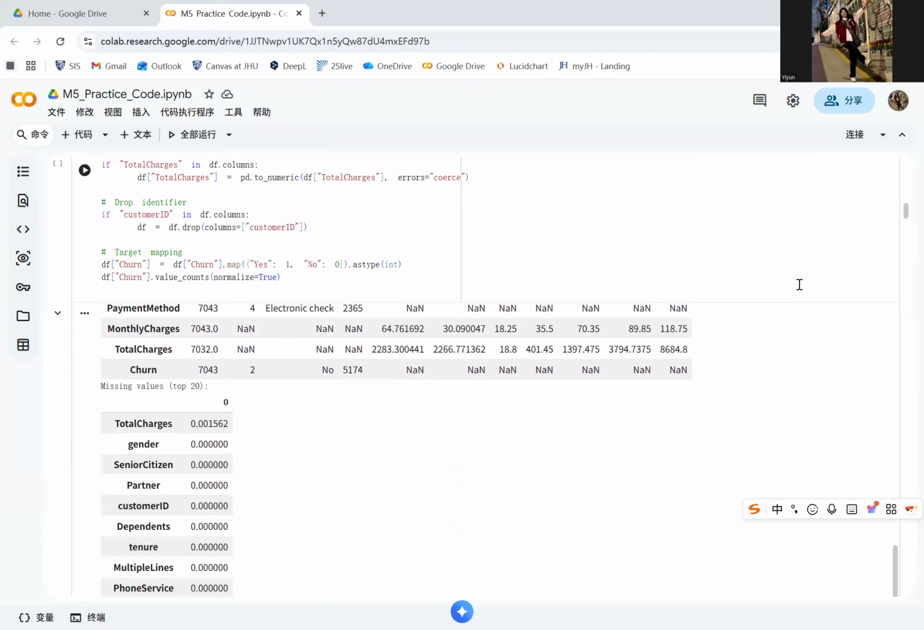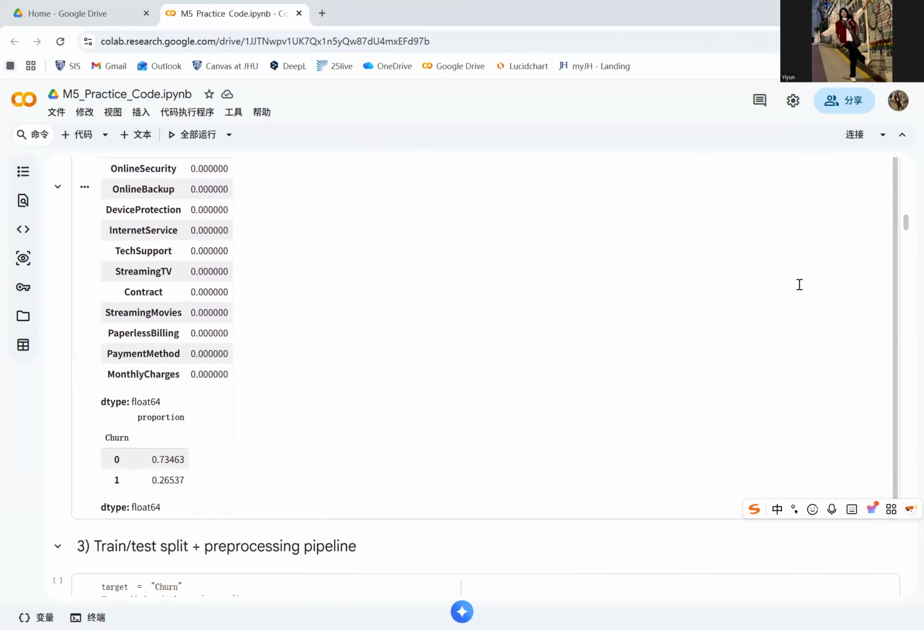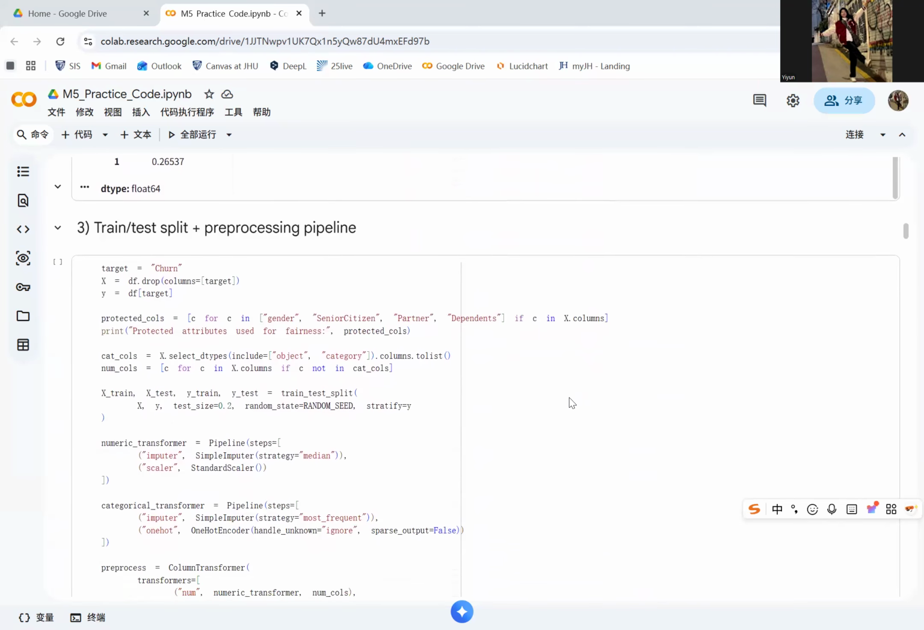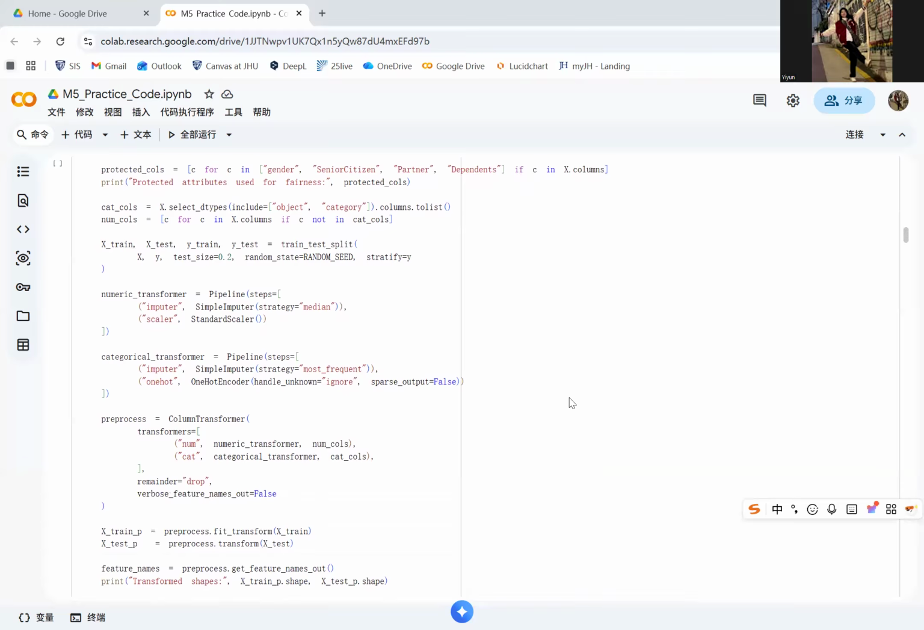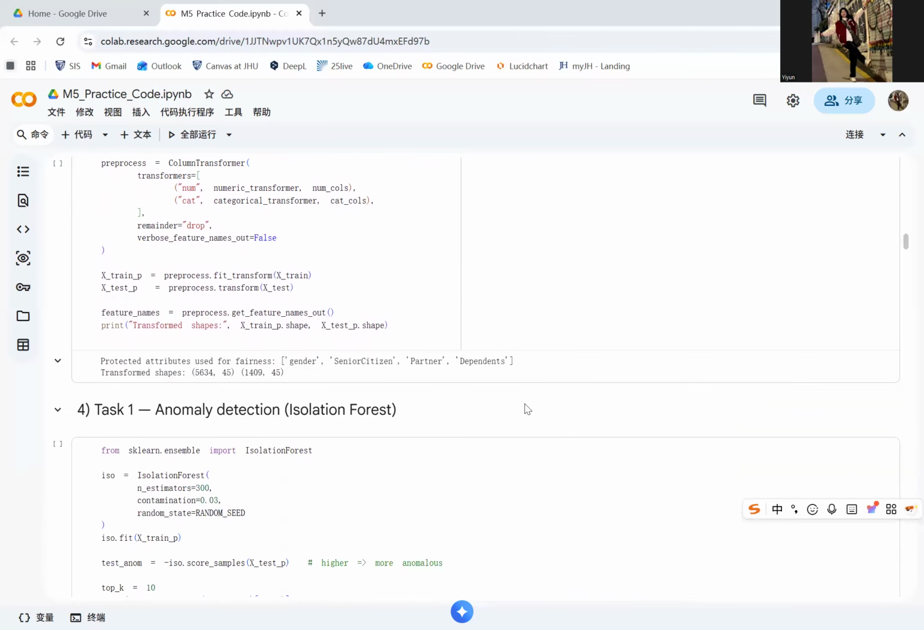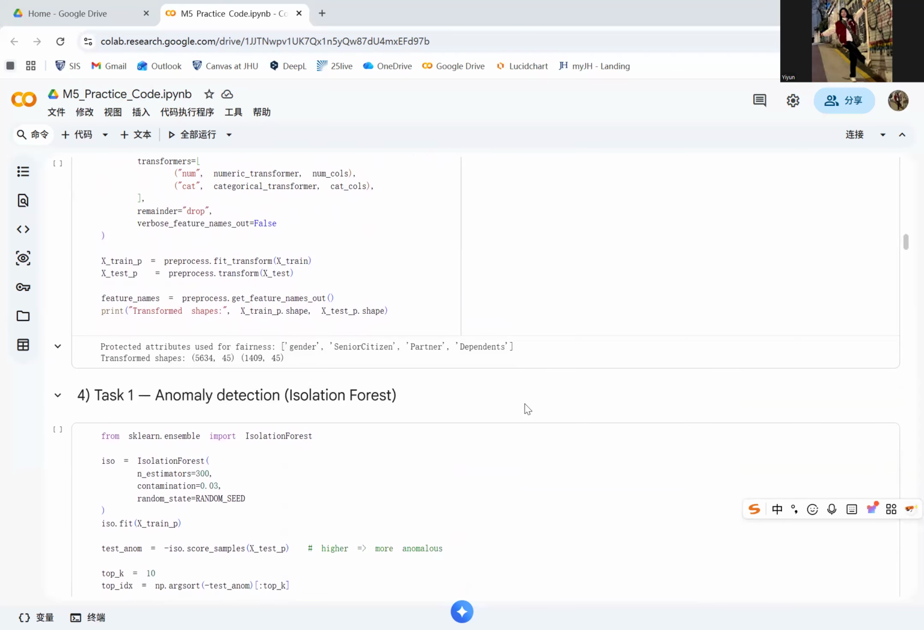After the processing, the dataset is divided into training and test sets. This step is important for validating model performance because it ensures that the model is evaluated on unseen data. By using a holdout test set, we can measure how well the model generalizes rather than just memorizing the training data.